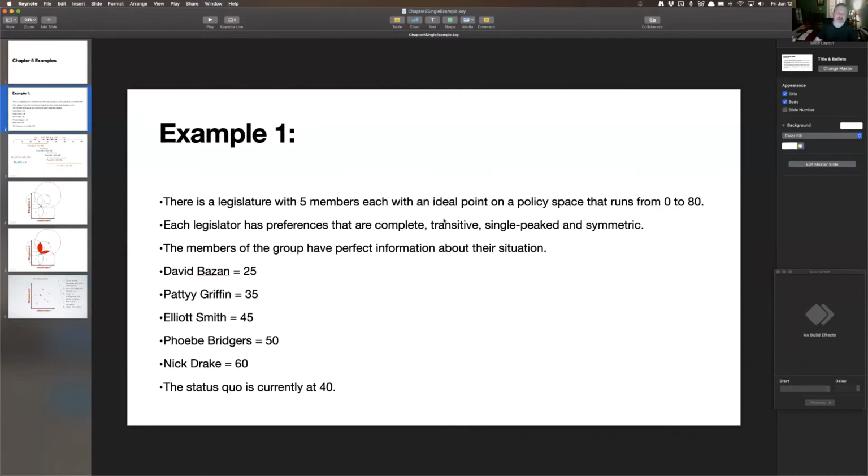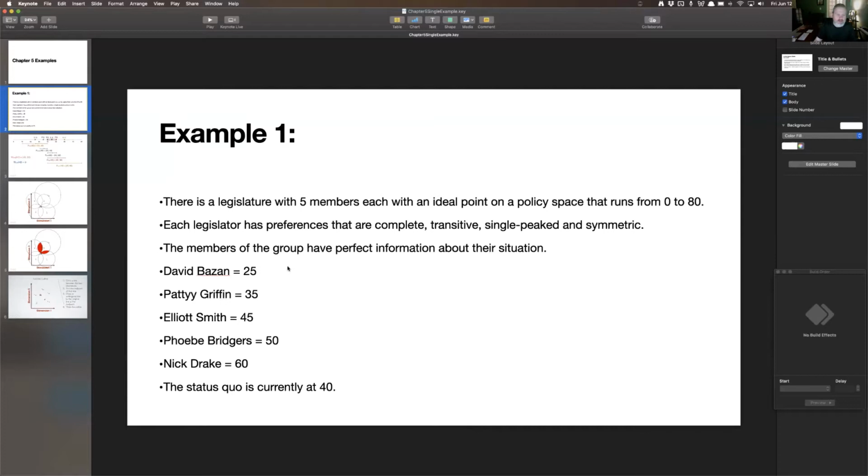Each legislator has preferences that are complete, transitive, single peaked, and symmetric. Complete and transitive, that's something we always use more or less in these kinds of rational choice or economic models. Single peaked means that the utility function has one peak, and symmetric means that as you move away from their ideal point, their utility falls the same, no matter which direction. So what that lets us do is get rid of the utility dimension. We only have to draw the single issue dimension. So for a single issue dimension model, it'll be a number line, all right?